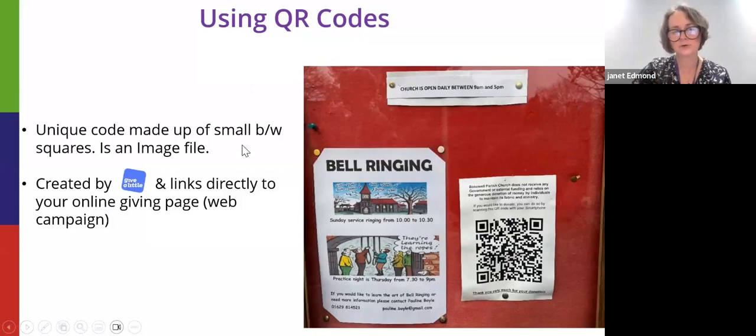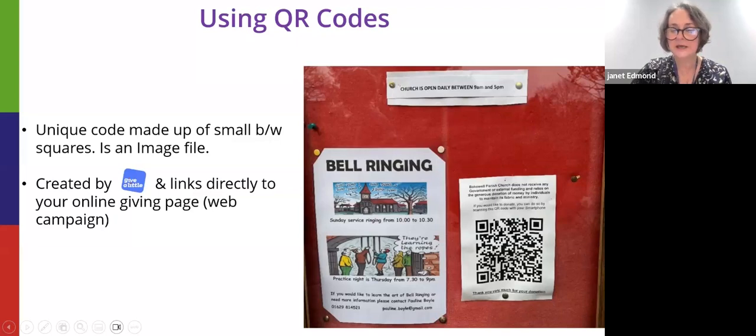Now, a QR code, I'm sure you've all seen QR codes, but just to explain, they are made up of lots of little black and white squares. You can see on the picture here on the right, there is an example of a QR code. This is actually an image file as well, and so you can download that QR code image and use it on printed materials, such as posters and things.